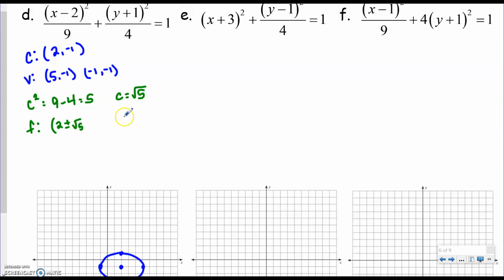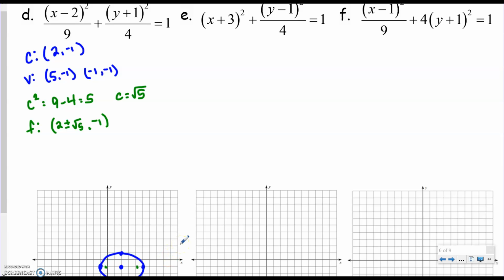Okay, so going from my center to the right and center to the left, still at negative 1. When I plug that into my calculator and get a decimal, 2 plus the square root of 5 gives me about 4.2. So 2, 3, 4, so right there. And 2 minus the square root of 5 gives me negative 0.2, so about right there.